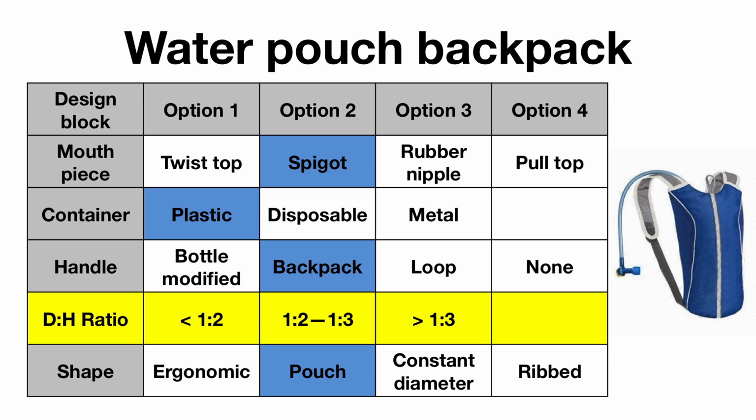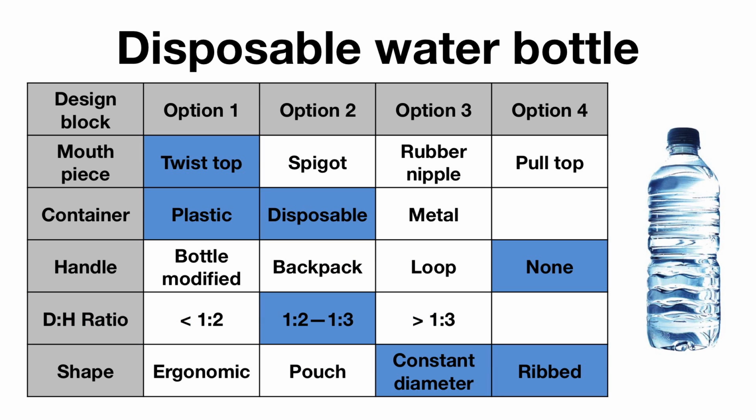Another example is the construction of the water pouch, held like a backpack. Here, for the diameter to height ratio, none is not listed, but it doesn't make sense for a pouch. Therefore, we skipped it, which is the same as selecting none. Also, in some of the constructed solutions, we might want to select 2 options from the same row. For example, for our disposable water bottle, we selected both constant diameter and a ribbed texture.